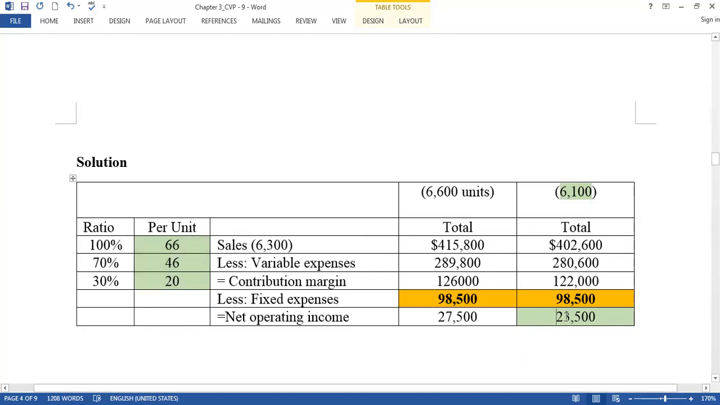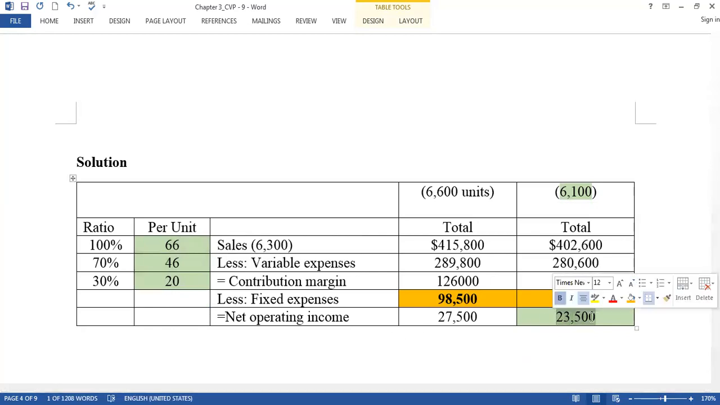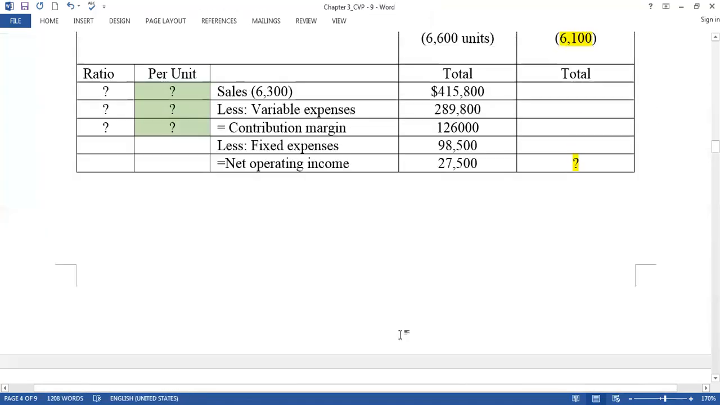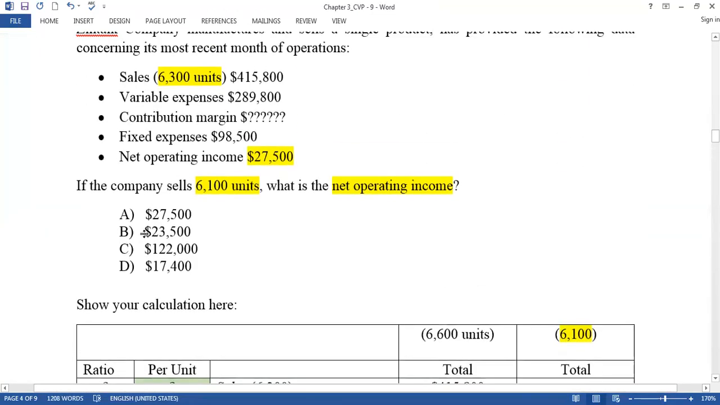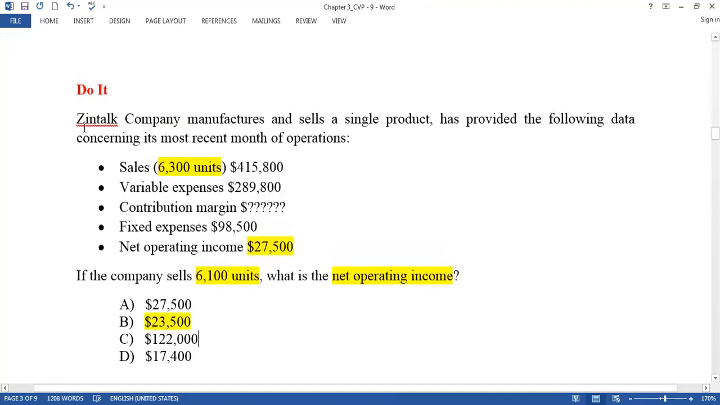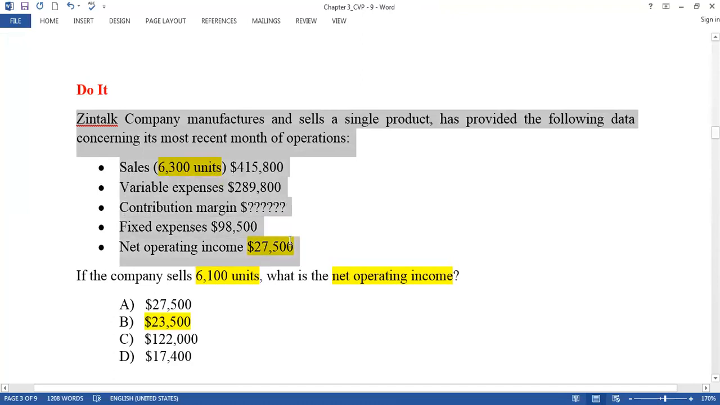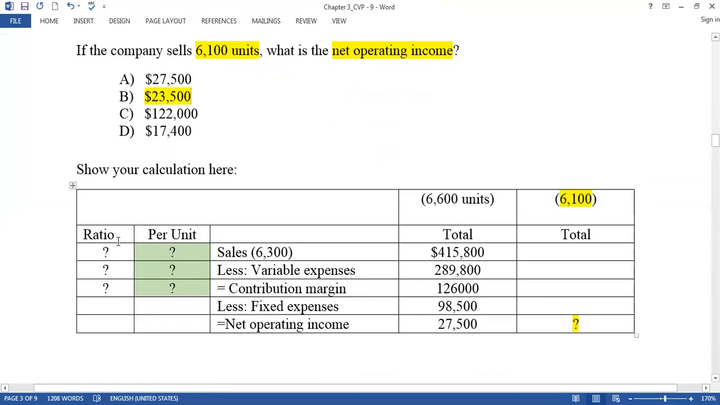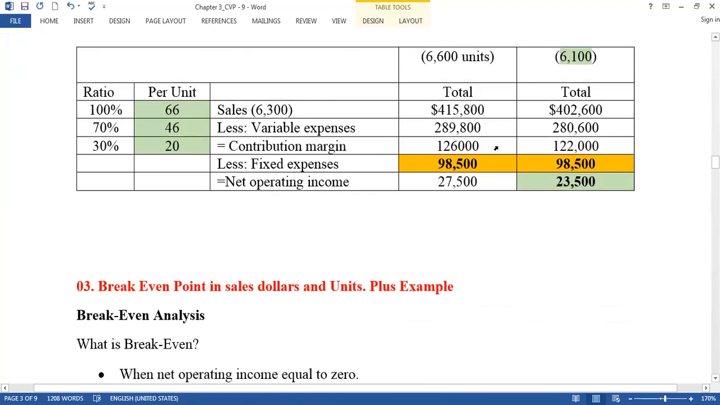So our answer is this one. Our answer is 23,500. This is the answer. Although in the exam, I am not going to ask you any multiple choice question. I can give you up to here, and I can tell you calculate the operating income. Okay. So then you have to do it this way.